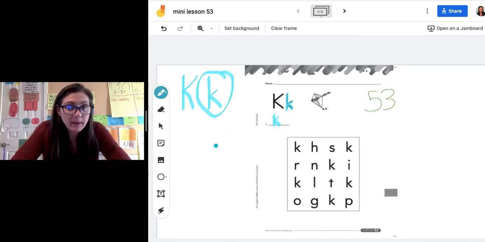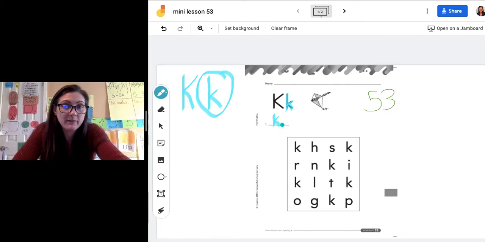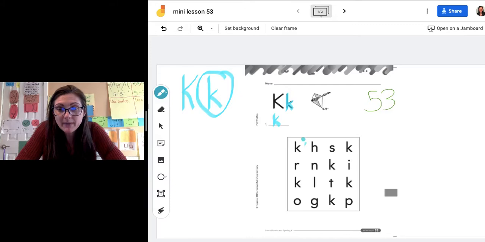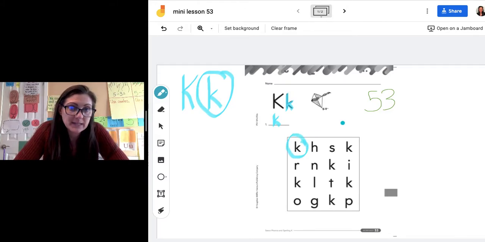If you have blank paper, you're going to practice writing the letter K 5 times. If you have the activity sheet, please go through and circle all of the lowercase k's. Take a minute to do that. Pause the video if you need to. K says k, k, k for kite.